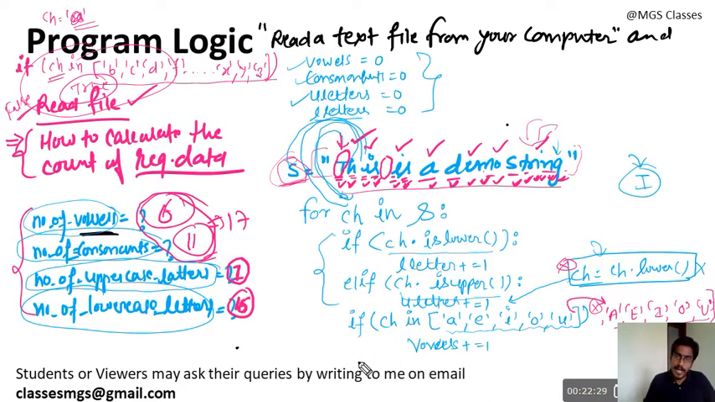And in the elif, if your character is not in vowels, it might be a consonant. Don't write else here, otherwise a space will also come into the else part. If a space comes as the character, the condition will be false and it will increment the consonant count, but a space is not a consonant, that's why write elif. Now we will write here B, C, D, F and so on up to all the consonants.